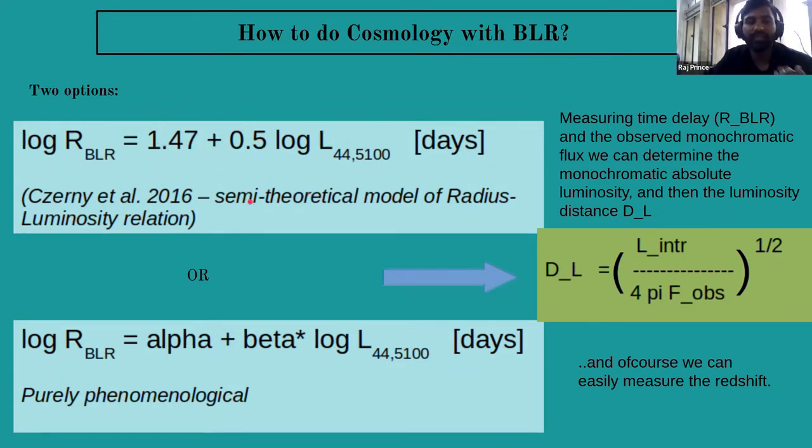So there are two ways. One is from the theoretical point of view, and these are different models actually. One of their models is called the FRADO model. They use it to measure the BLR size and the luminosity of the source.